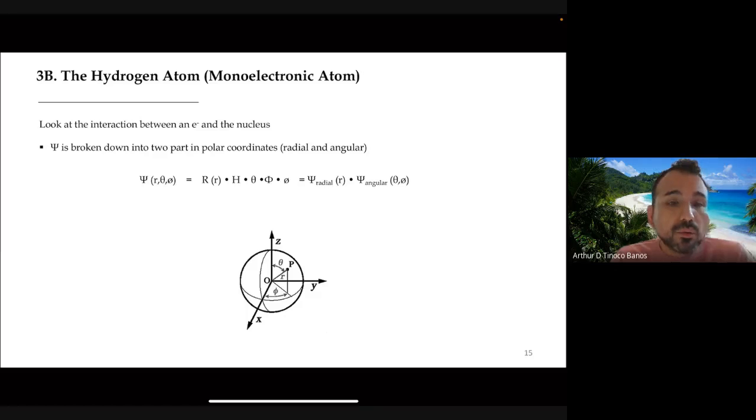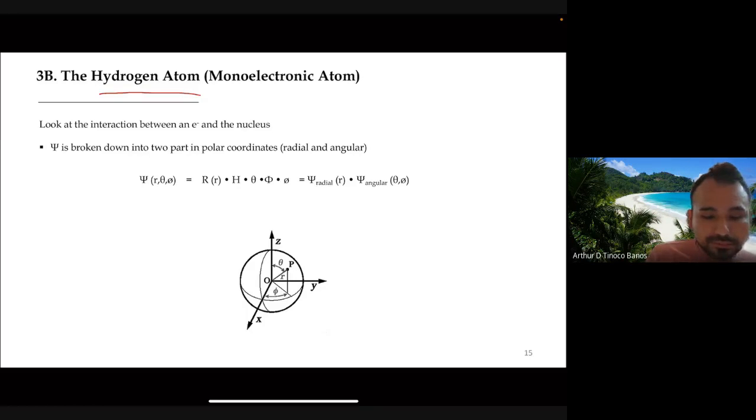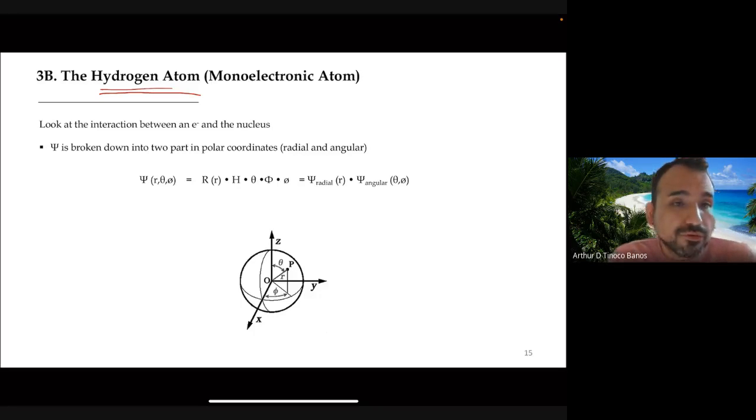Now we can rewrite this wave function for a monoelectronic atom. Remember, that's our focus, which is a very simple electronic situation, one electron in an atom. An atom that falls under that category is the hydrogen atom. So here we're going to focus on the interaction between an electron and the nucleus. Now we're going to have our wave function broken down into two parts in polar coordinates. The two parts are the radial and the angular components.